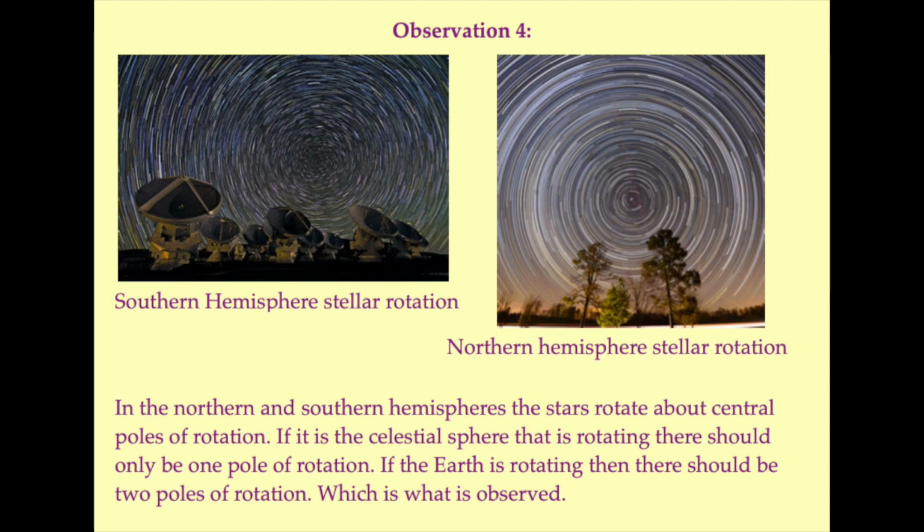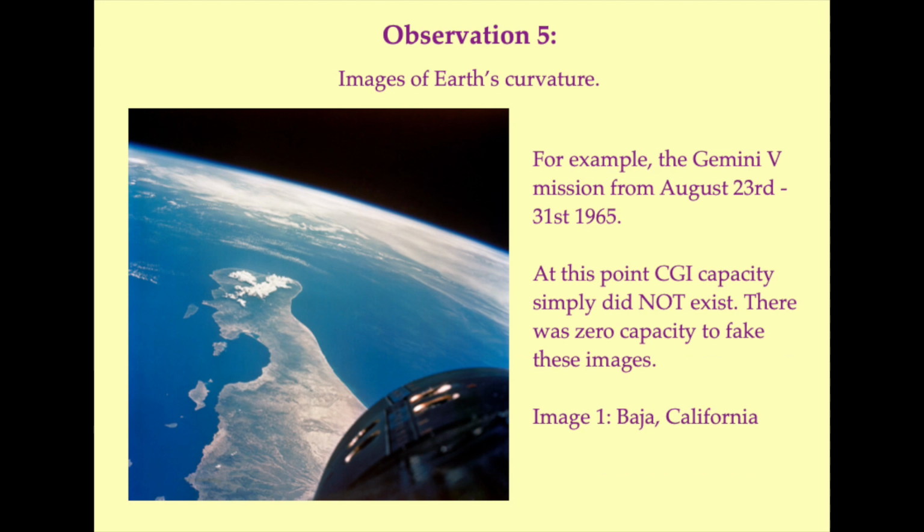It is, however, entirely inconsistent with a flat stationary Earth beneath an allegedly rotating celestial vault. Our fifth observational dataset consists of images of Earth taken from high altitude or from Earth orbit. In these slides I am presenting images that were taken during the Gemini 5 mission, which occurred in August 1965.